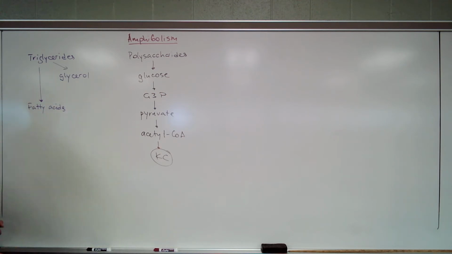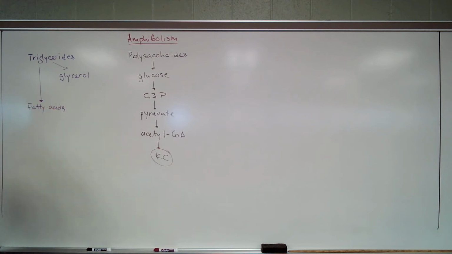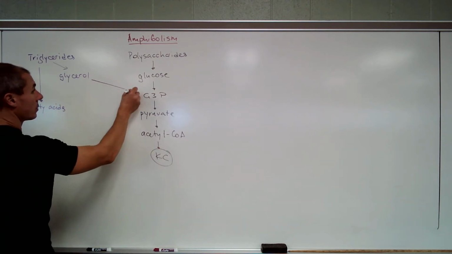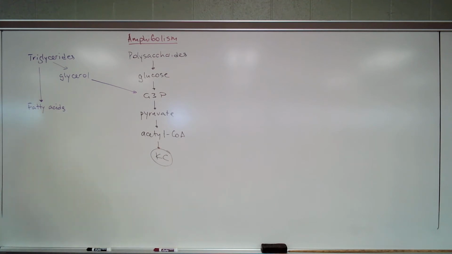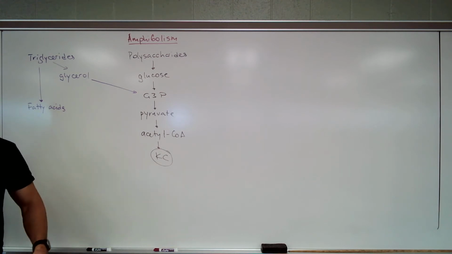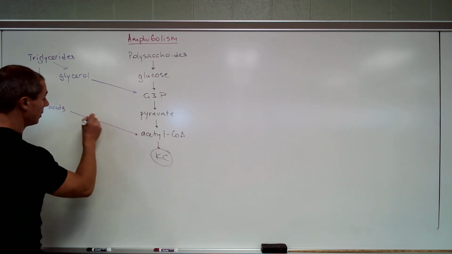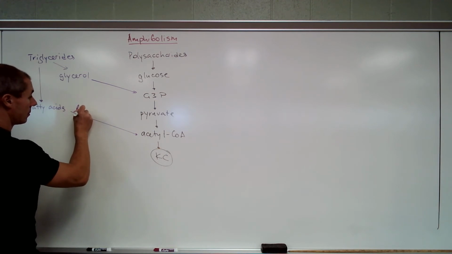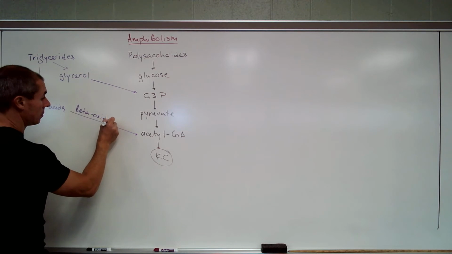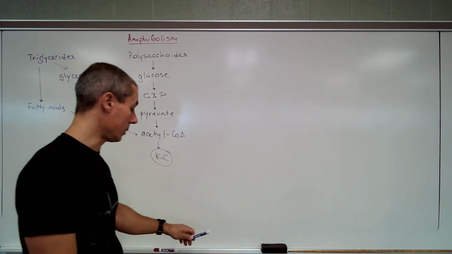Now, if the sound of the name glycerol reminds you of something, that is correct, it should remind you of glyceraldehyde 3-phosphate. So glycerol, in a series of reactions, can be converted to glyceraldehyde 3-phosphate, which then can be converted to pyruvate, acetyl-CoA, and then the Krebs cycle and so on. So far, so good? Now, fatty acids, in the process that is called beta oxidation, can be oxidized to acetyl-CoA, which also can enter the Krebs cycle.